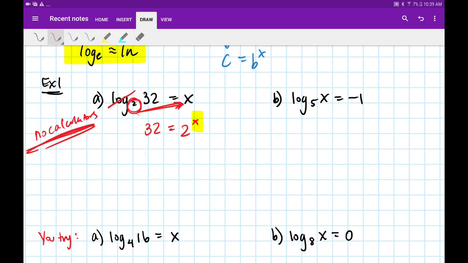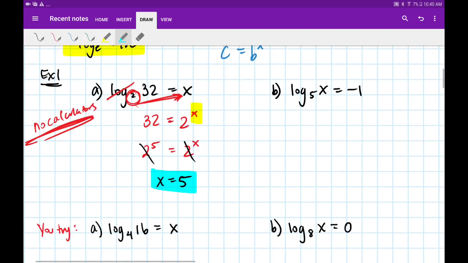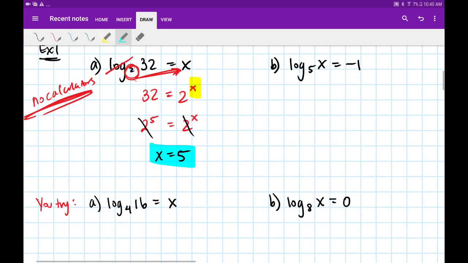By rewriting the left side and finding a common base of 2, I can see that 32 is really 2 to the 5th power. And that means that x must equal 5. Okay? That'll be similar to the you-try right beneath it. You can try it right now. Pause the video and give it a shot.